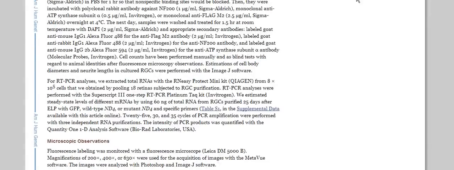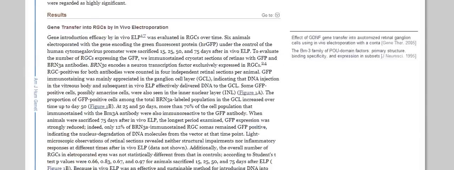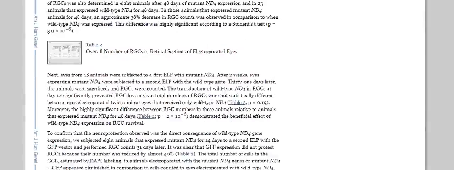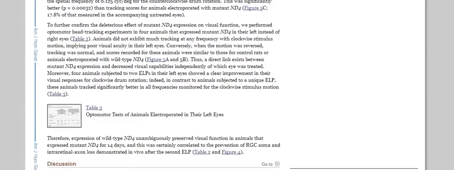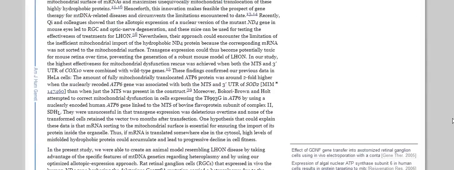But anyways, that's kind of where allotropic gene expression is. They're gradually getting there, and these guys, in fact, at the end of this, said they were going to try it in higher animals. So that's a little bit closer to having something for humans.